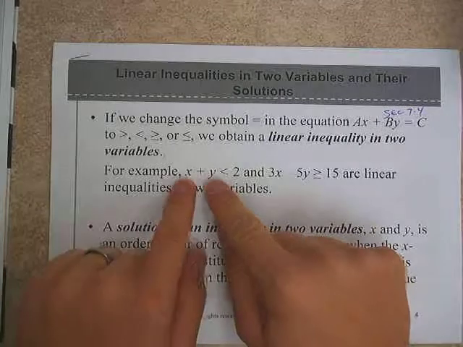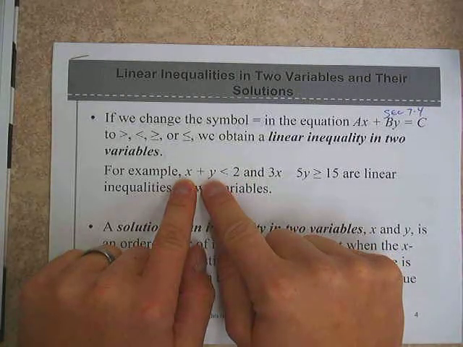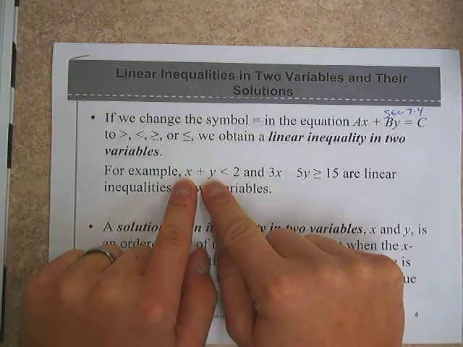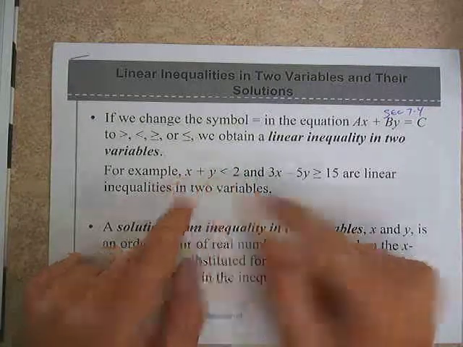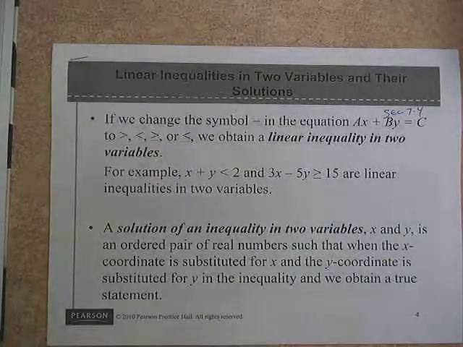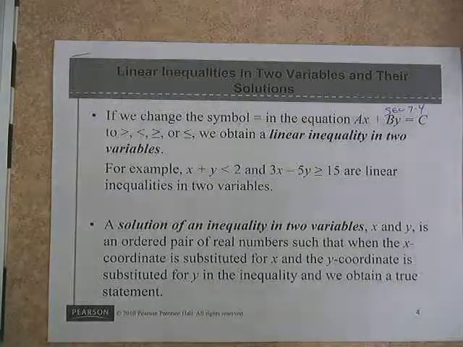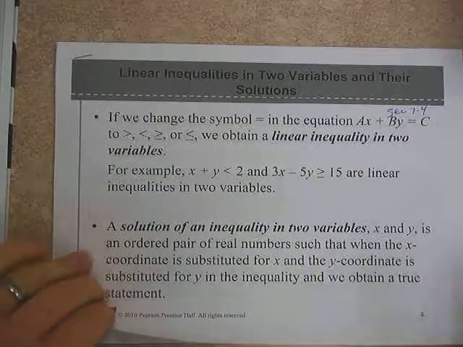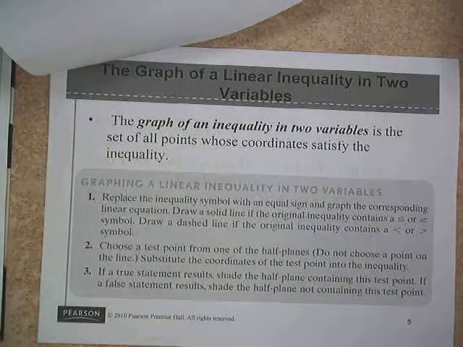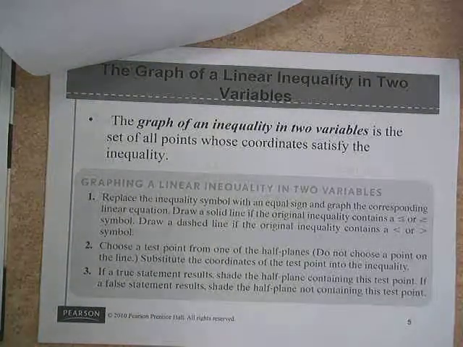Now, when we have an inequality, 1 plus 1 would give us something that equals 2, not less than 2. So 1 plus 1, or the point (1, 1), is not a solution to this. However, the point (0, 0) would be a solution because that would make this sentence true. Ultimately, we're going to wind up with the line that we would generally graph, and either one side or the other of it shaded. So the graphs we're going to draw involve some shading, and we'll see that in a minute. The graph of an inequality in two variables is the set of all points whose coordinates satisfy the inequality.